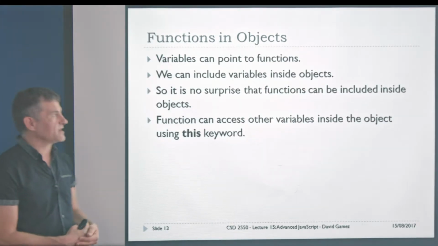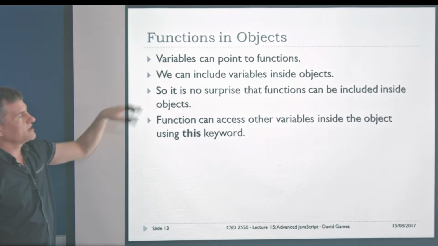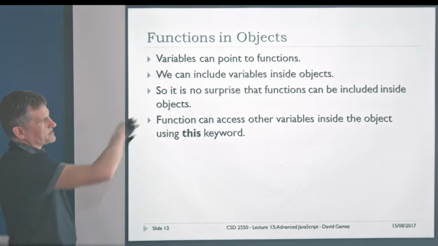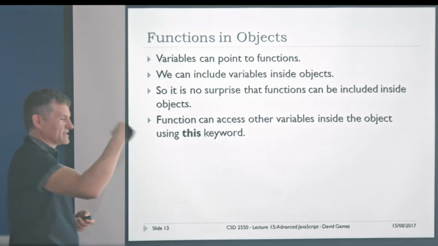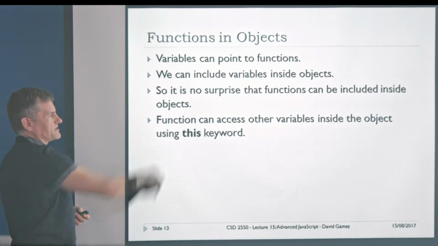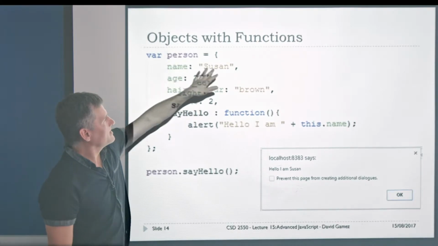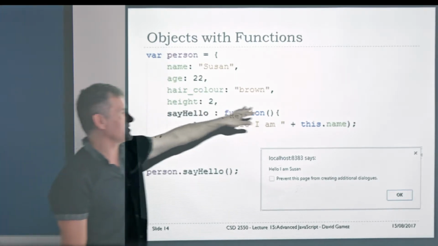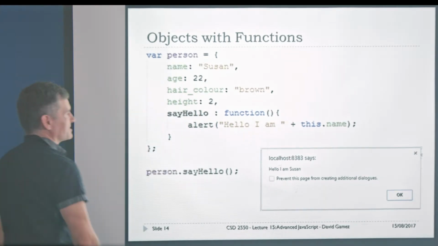I also mentioned in that previous lecture that we can have functions inside these objects. Since variables can point to functions, we can include these variables inside the objects, so it's no surprise we can include these functions inside objects. And then if we want to access the other properties, the other key value pairs or other variables inside the object, we have to use the this keyword. So this is a variable key and the value. And since variables can point to functions, one of these keys can point to a function, right? It's exactly the same idea. If a variable can point to a function, that can be true inside of objects as elsewhere.